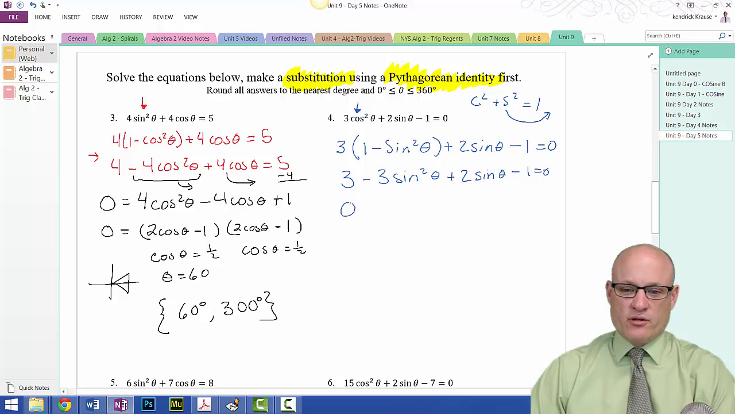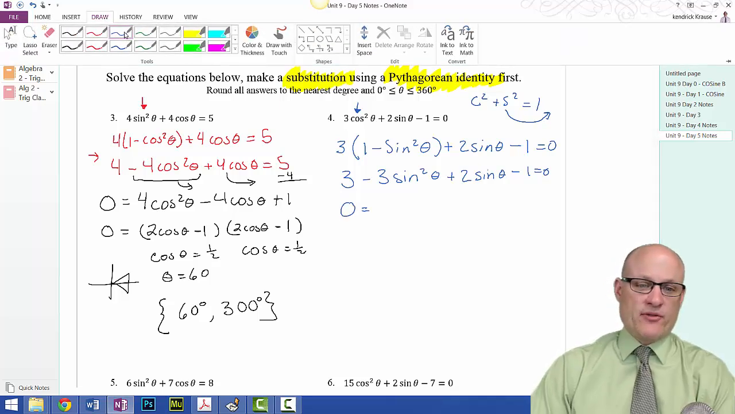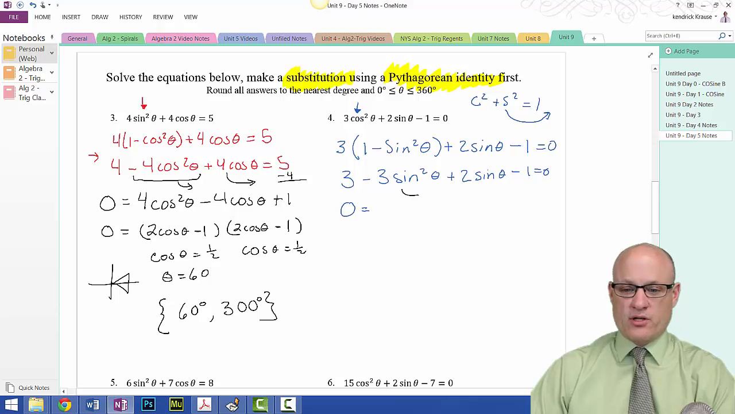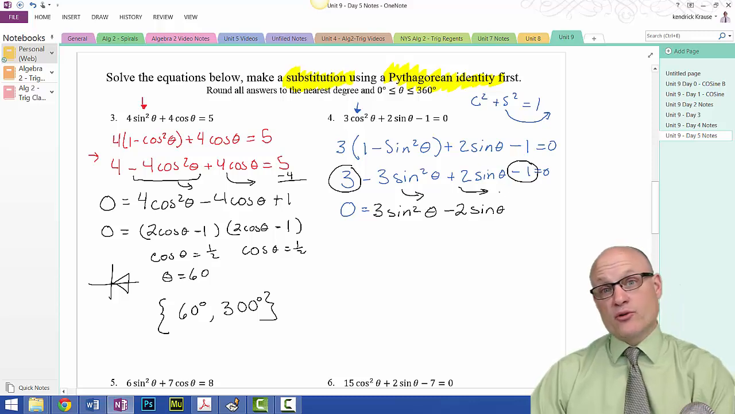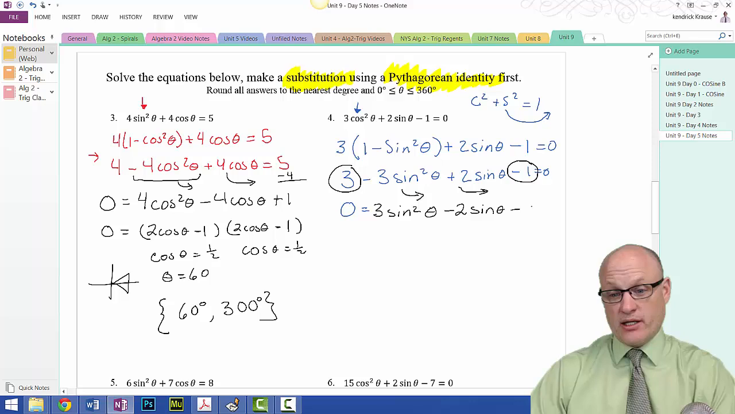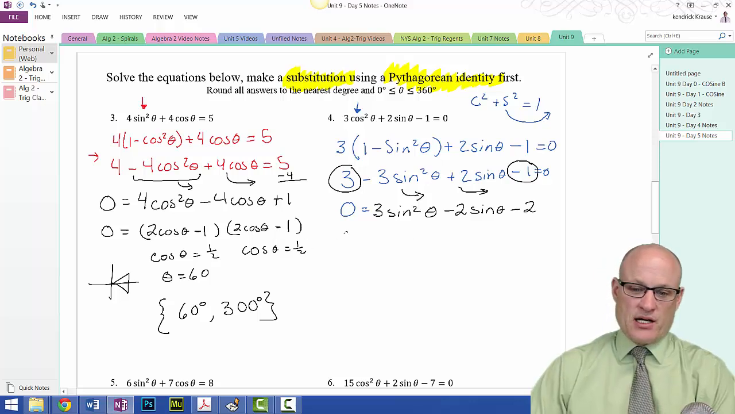So, 0 equals... Oh, yeah. I'm moving everything over to the right side. Because my sine squared is negative, I'm going to move this over, and it becomes positive 3 sine squared theta. Move this over, it becomes negative 2 sine theta. And if I put 3 and negative 1 together, that makes 2. But when it goes to the right side, it becomes negative 2. I'm not really going to show that work. I think you got it.